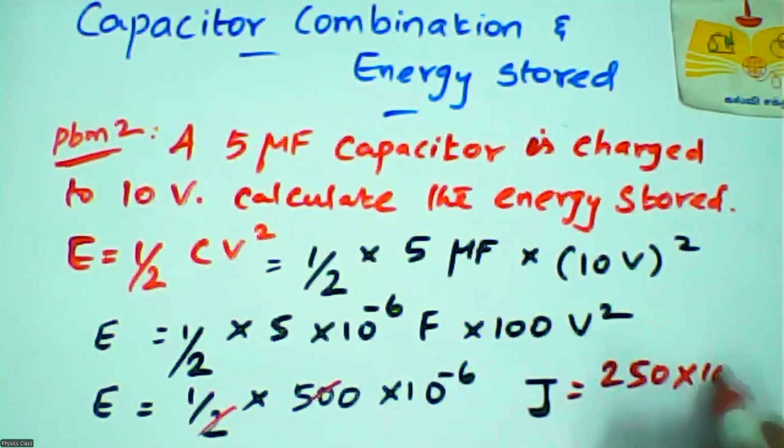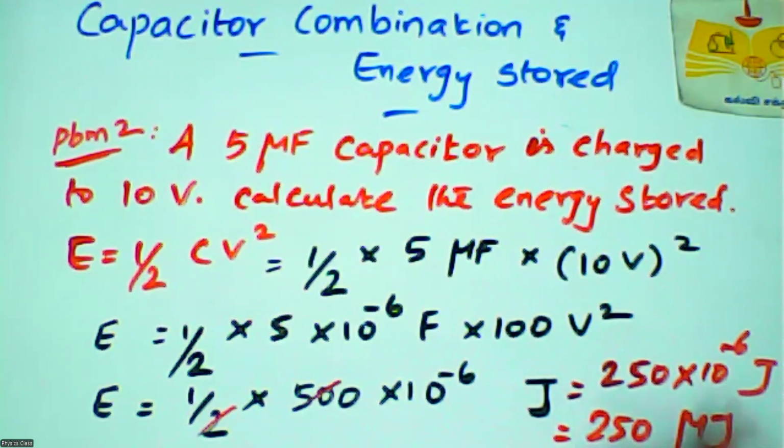250 into 10 power minus 6 joule, and then 250 microjoule, because already I told you micro means 10 power minus 6. So we can put microjoule. The energy stored in the capacitor is 250 microjoule. Please note it down.